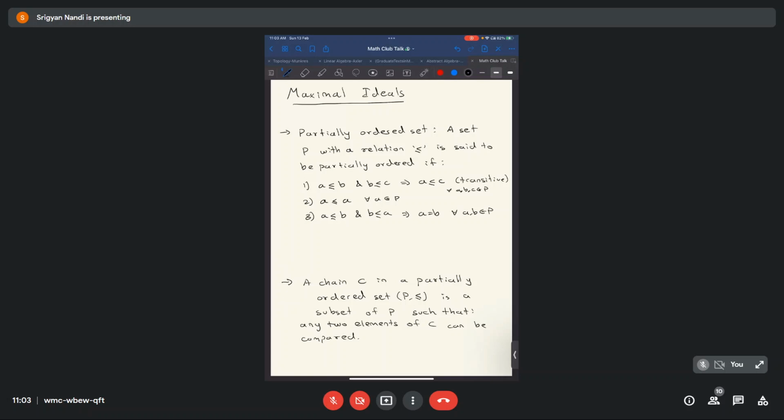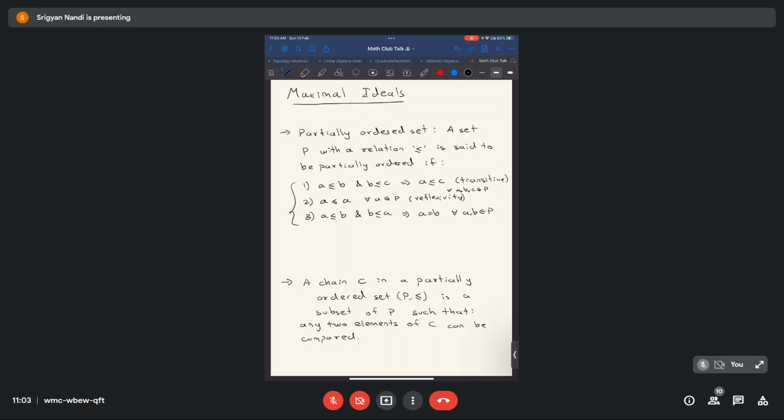The first one being it is transitive. So, if A is less than or equal to B and B is less than or equal to C, then A must be less than or equal to C. So that is transitivity. And A must be less than or equal to A. So that's obvious since A is equal to A. I think this was called reflexivity. Yeah, this is the reflexivity. And A less than or equal to B and B less than or equal to A should obviously, intuitively, imply that A is equal to B. These three define a partial order.